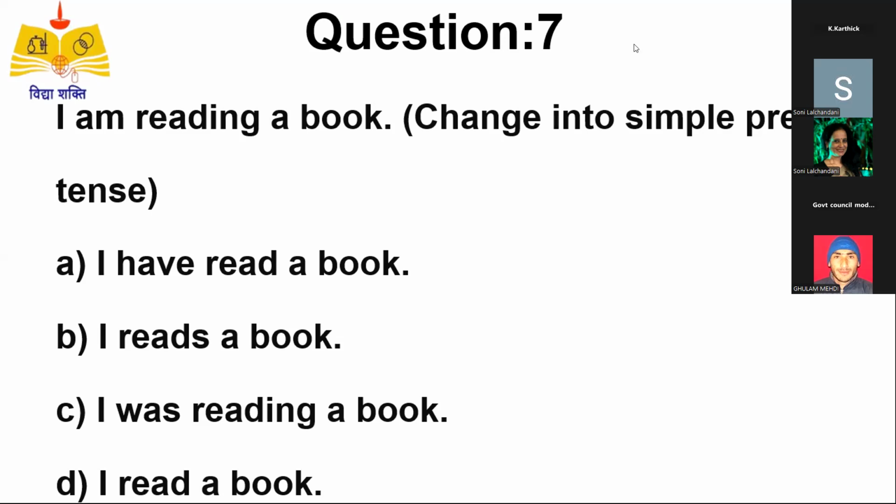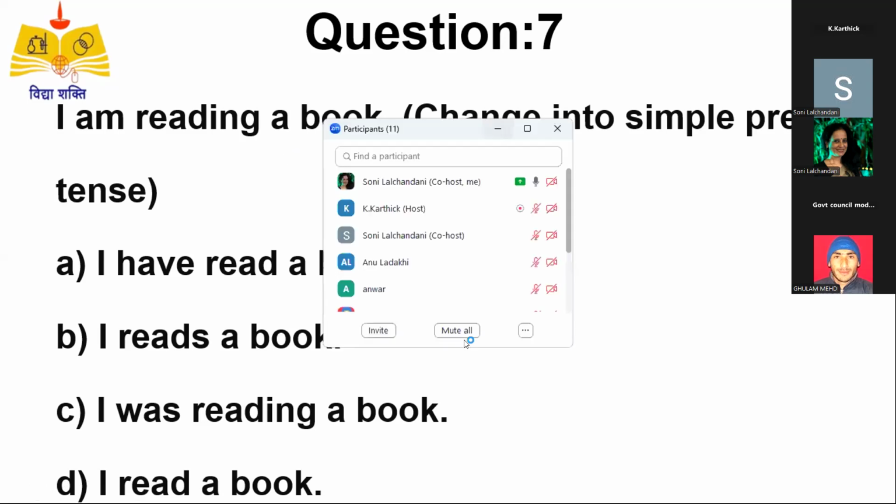I have read a book. I reads a book. I was reading a book. I read a book. D option, I read a book.